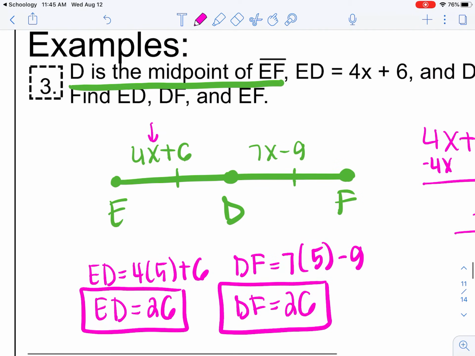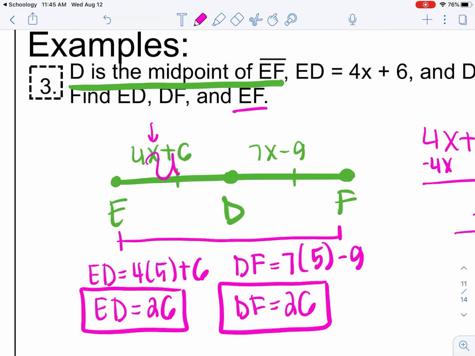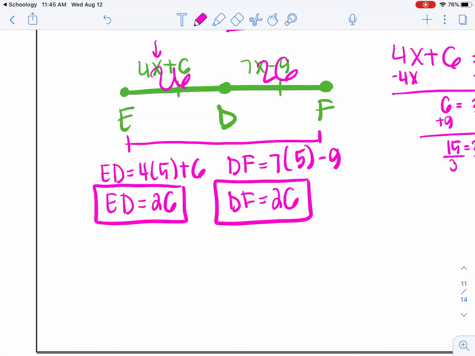Last one, EF. Okay, so that's the whole thing. You might be saying to yourself, wait a minute, Mrs. Dillon, you just said we didn't know the whole thing. We didn't know it a few minutes ago. But now I know that this is 26 and this is 26. So can I get the whole thing? Yes, by adding 26 and 26. So 26 plus 26, EF, or 26 times 2, which is the same thing, is 52.